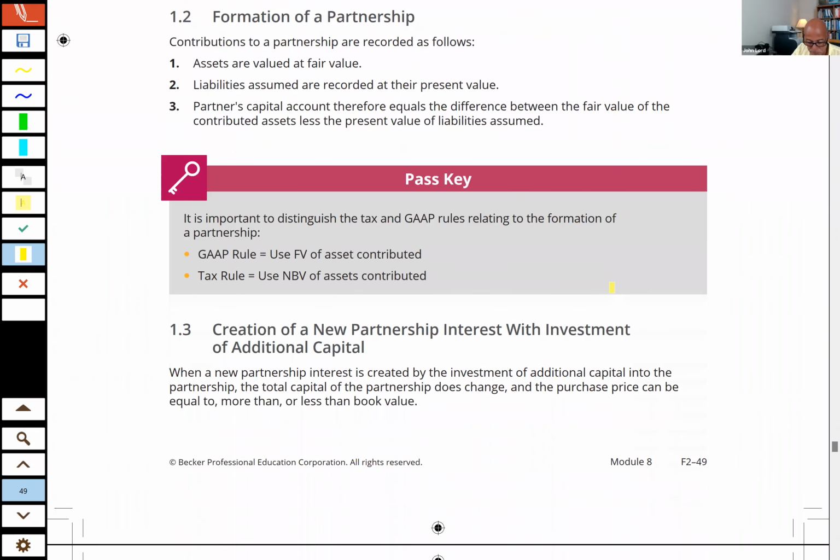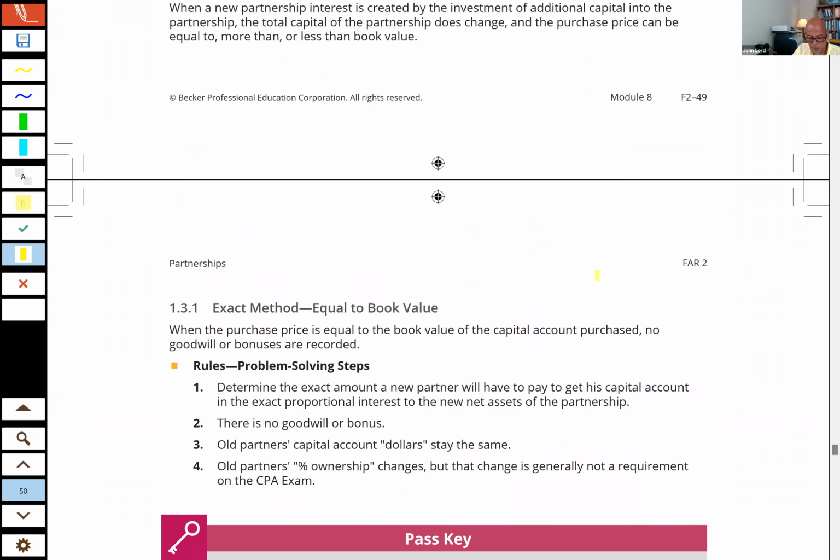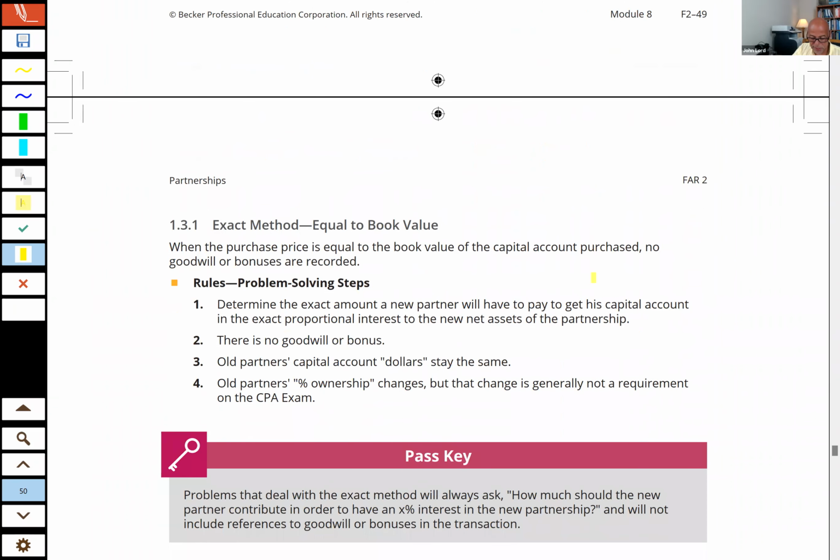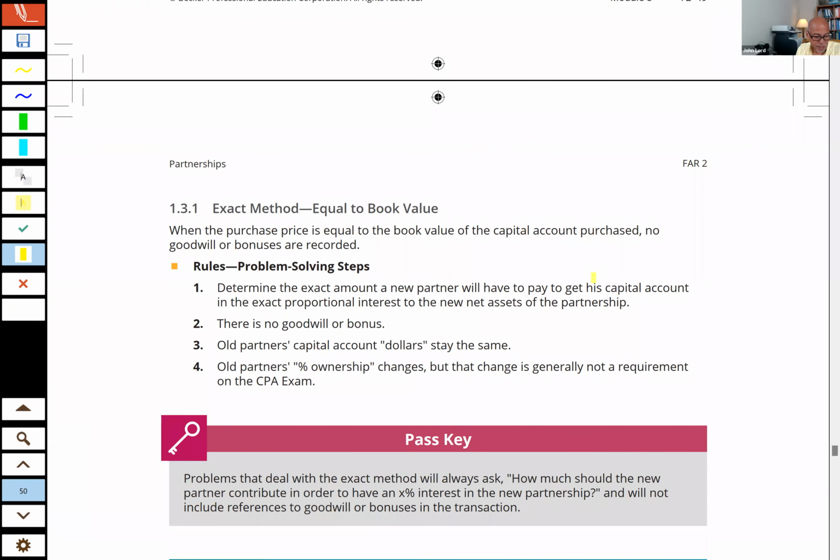So the three methods are going to be the exact method, the bonus method, and the goodwill method. Now with the exact method, I'm going to actually ask you to flashcard a pass key down here.